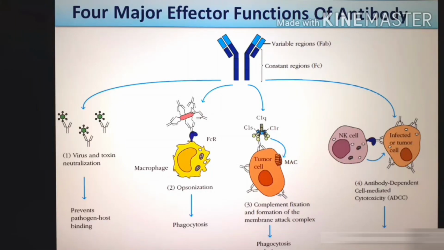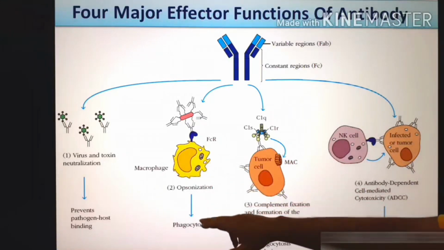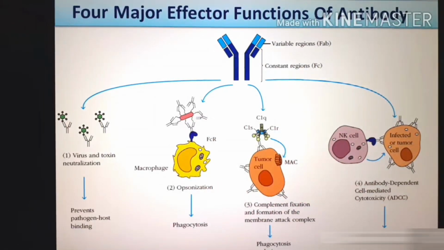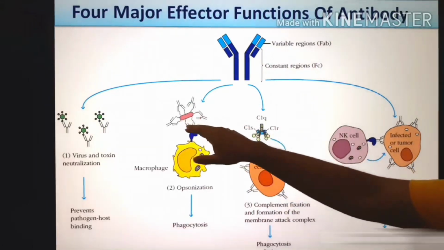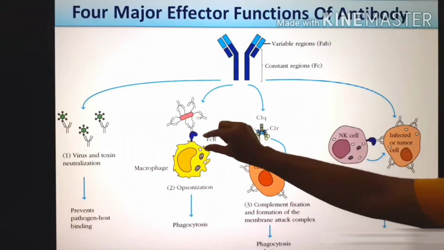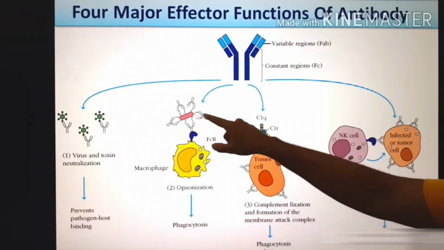In this case, a pathogen is coated with antibody, and a macrophage or any phagocyte that expresses Fc receptor against the antibody Fc region can engulf the bacteria very efficiently. Ultimate result is phagocytosis, but the process is called opsonization. There is a difference between when the bacteria is coated with antibody or not, because when it is not coated, the efficiency of phagocytosis is low, but when it is coated, the efficiency of phagocytosis increases.